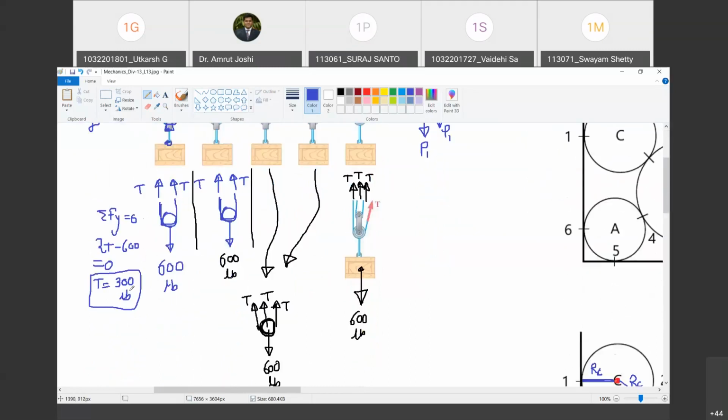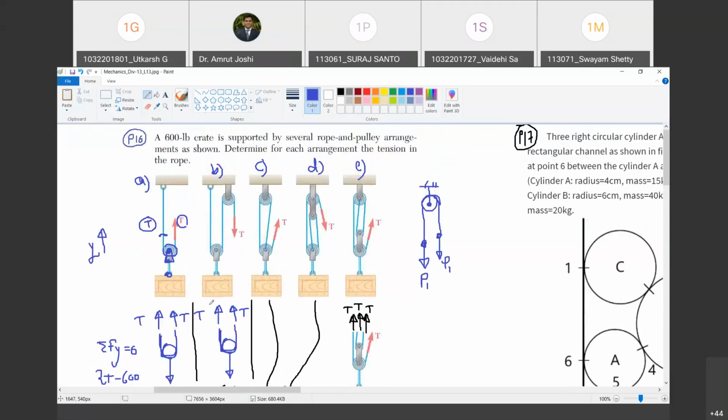Are you able to understand what I'm trying to say? Yes, sir. You just apply a force slightly greater than 300 pounds and you will be able to lift this. Do you agree with me? Yes. That is the advantage of such a simple machine or such a simple arrangement. Now, let us go to the second problem.